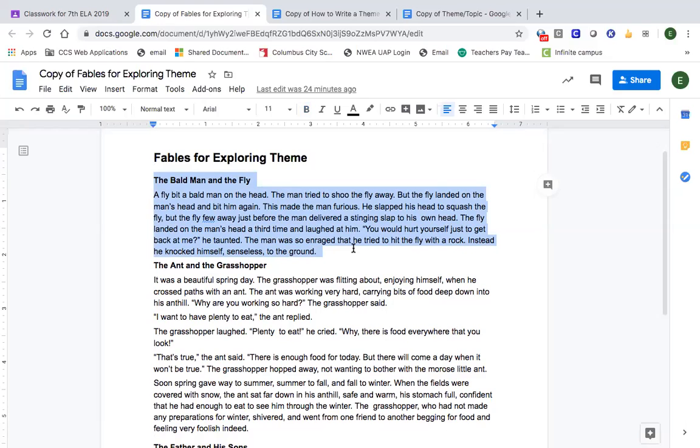The Bald Man and the Fly. A fly bit a bald man on the head. The man tried to shoo the fly away, but the fly landed on the man's head and bit him again. This made the man furious. He slapped his head to squash the fly, but the fly flew away just before the man delivered a stinging slap to his own head. The fly landed on the man's head a third time and laughed at him. "You would hurt yourself just to get back at me?" he taunted. The man was so enraged that he tried to hit the fly with a rock. Instead, he knocked himself senseless to the ground.